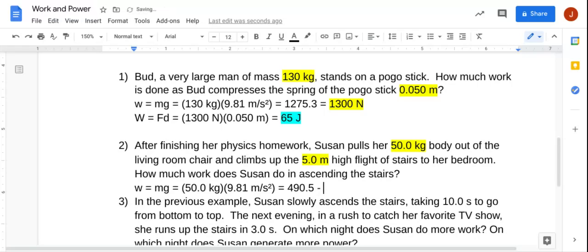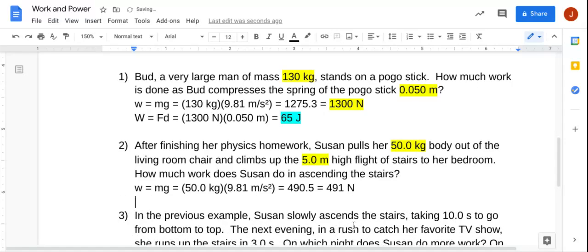So we're going to end up with 491 newtons. I'm going to highlight that yellow because that's information that we need to solve the problem. We're going to use the same equation. Work equals force times distance. I'm going to plug in my information that is given here. So 491 newtons times 5.0 meters.